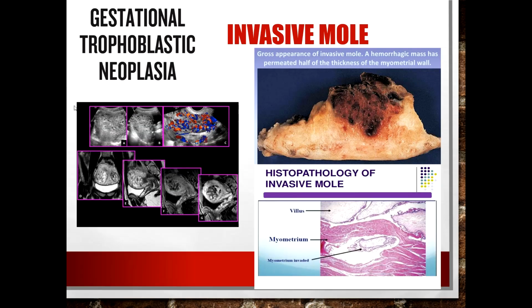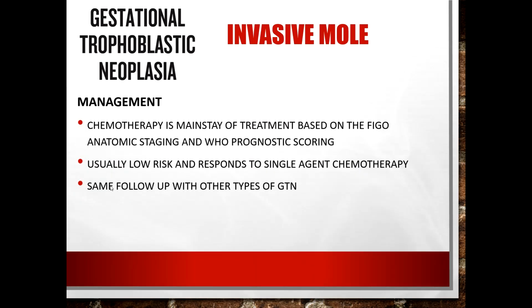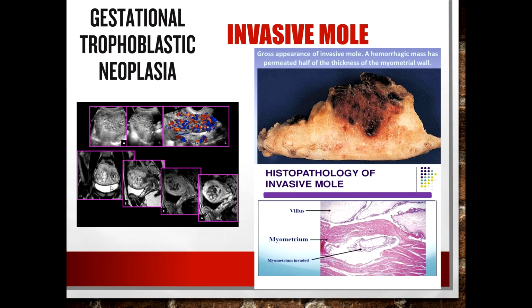This is an example of a gross picture of invasive mole, wherein the hemorrhagic mass permeates half of the thickness of the myometrial wall. And the picture below is showing us the villus, the myometrium, and the villi invading the myometrium.